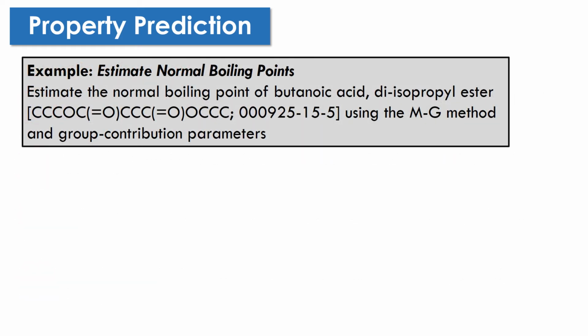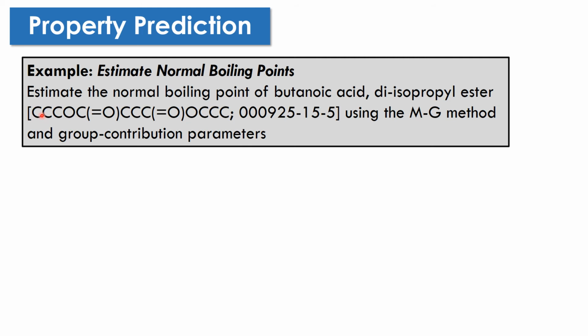Okay, so let's look at an example here, whereby we need to estimate the normal boiling point of butanoic acid diisopropyl ester. Here its SMILES is given. So what is SMILES? For each chemical, they have their own SMILES.